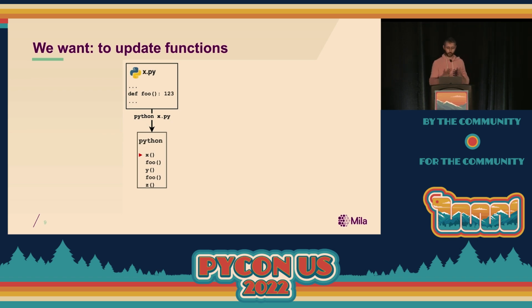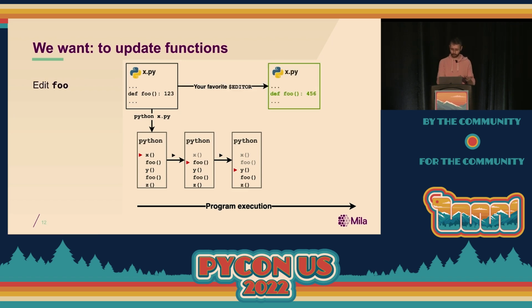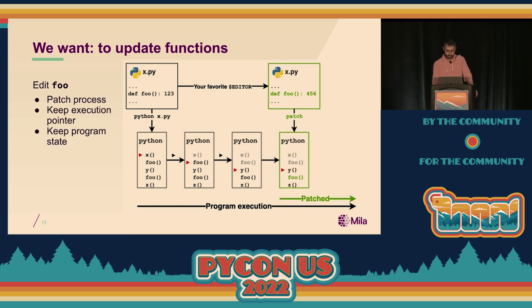So you start your program, it is executing as usual, one step at a time. And then at some point, you open one of the source files with your favorite text editor, and you change the code of some function, and then you save. What happens next? What we want to happen is that as soon as you save, we want to patch the running process.